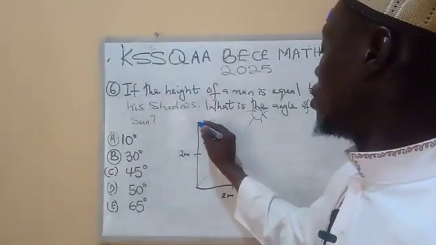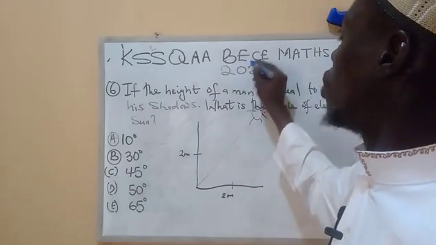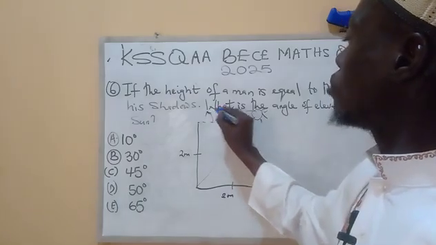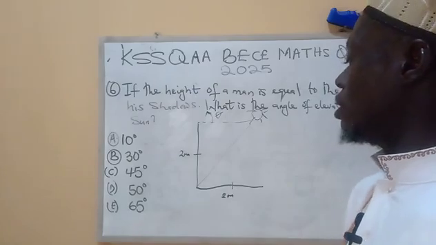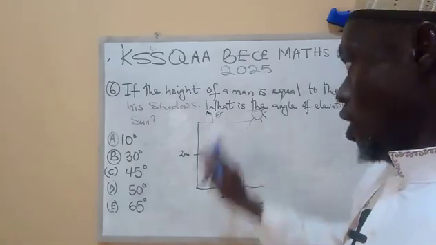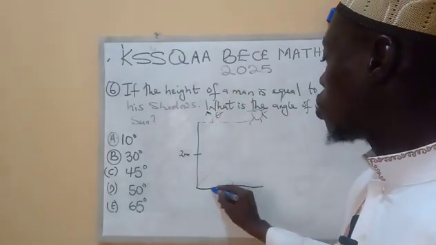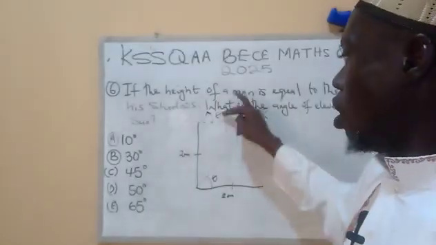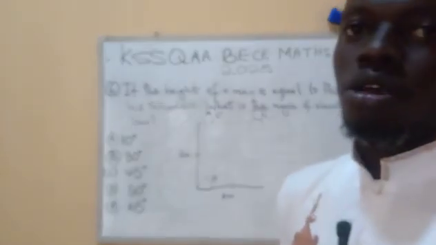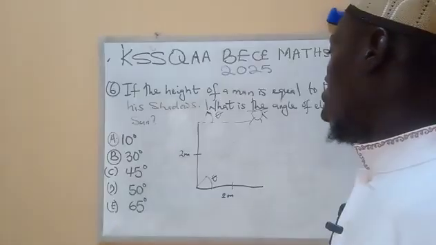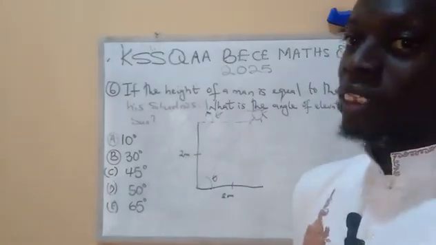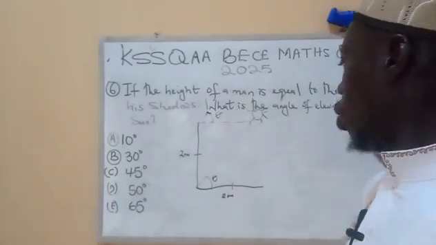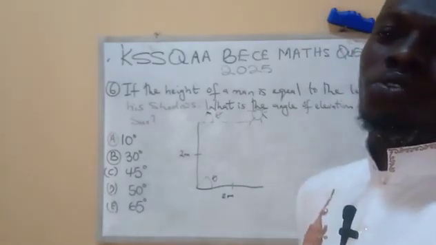So here is the man. The man views up this way to the sun. So the man views up and it forms an angle, and this is the angle we are asked to find. And this angle here is also the same thing as this angle here, and that is what we call corresponding angles. So the angles here and here are said to be corresponding. So here is the angle we are asked to find. So how do we find it?